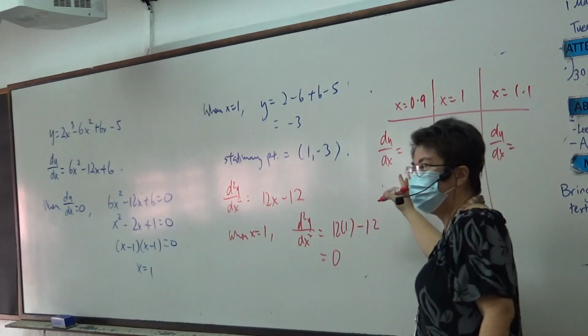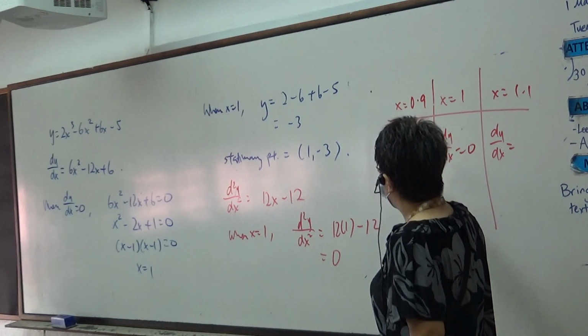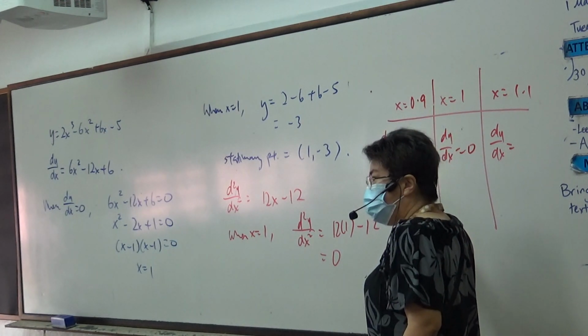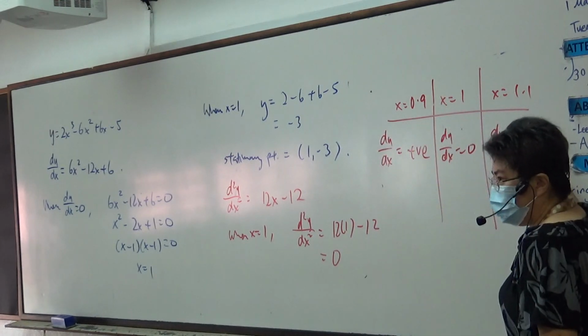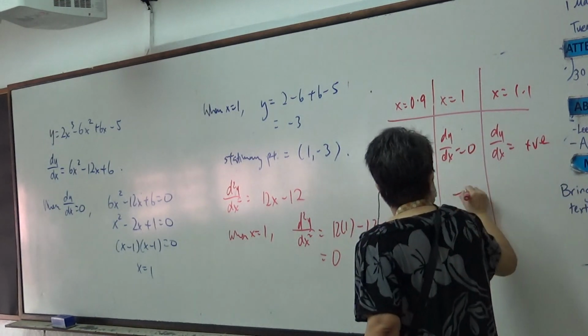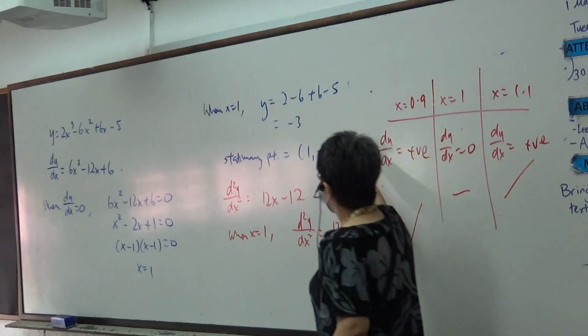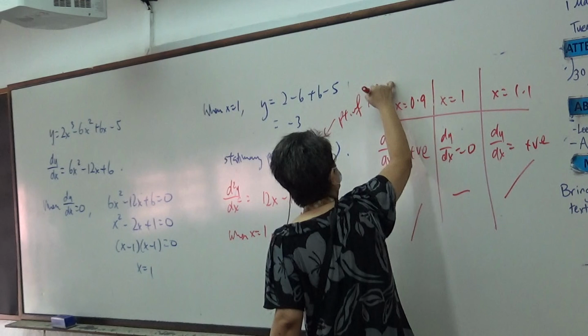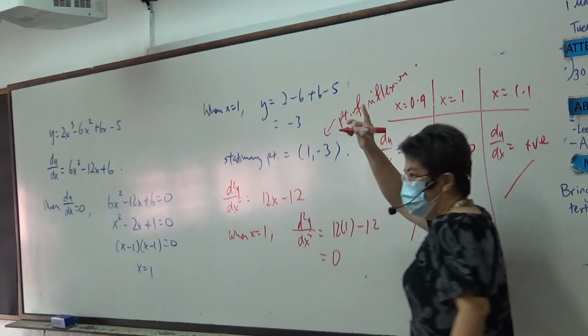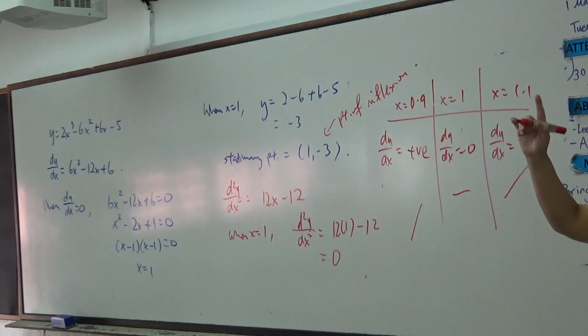Okay, what is this? Positive or negative? Positive. How about this side? Also positive. Positive, 0, positive. So what is this point? Point of what? Inflection. Everybody clear? Can or cannot?